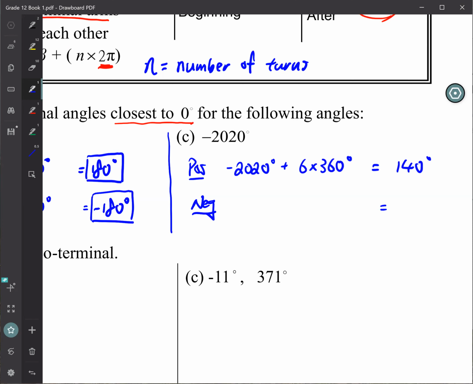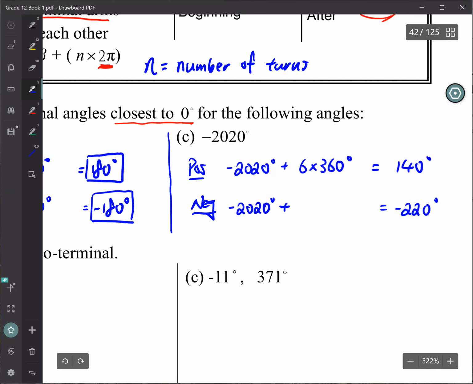Okay, last one. Cindy, can you help us? What's your negative coterminal? Negative 220. And what did you do? I just kept adding 360 till it got to the smallest. How many times did you need to add the 360? I have no idea. Wait, let me check. Please check. 5. Yep, very good.